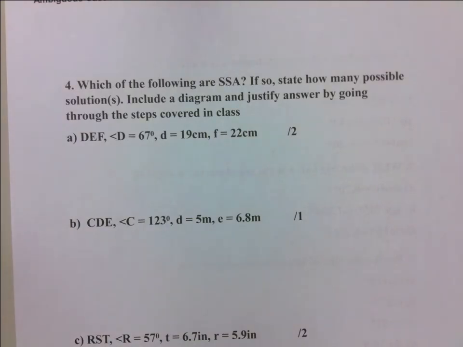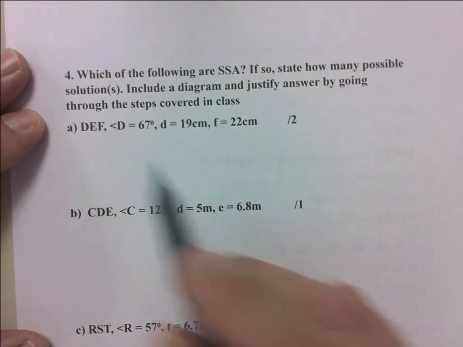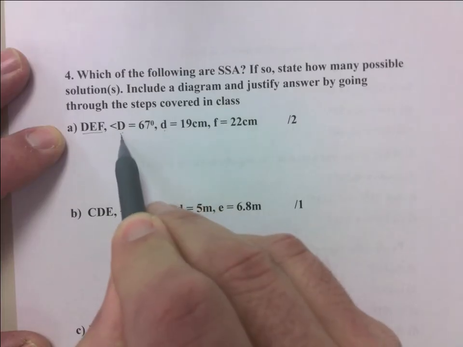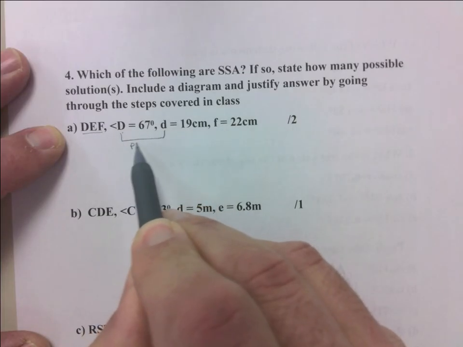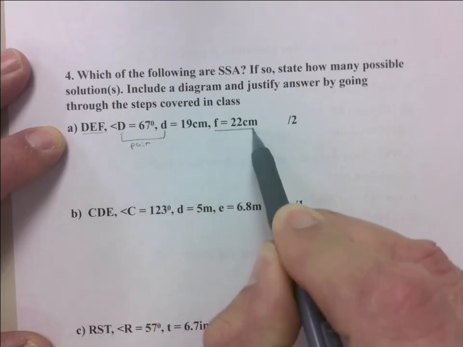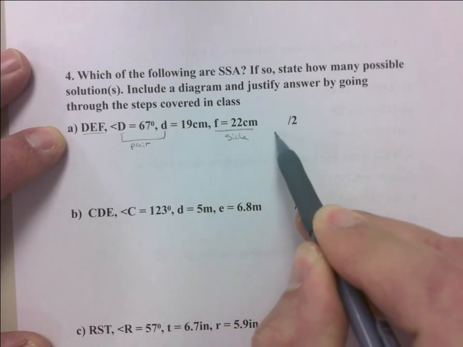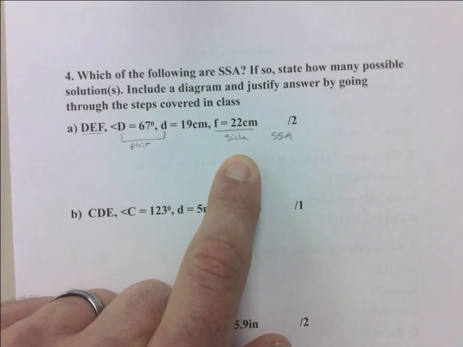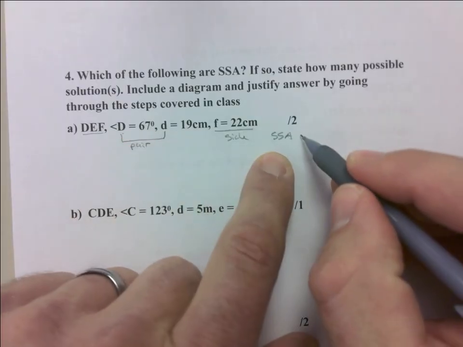So here we go. Make sure you correct this, okay? We've got triangle DEF, angle D, side D. Right there, you know that you have a pair, plus you have another side. That's SSA for sure. Okay, so you've got a pair and another side, SSA, and we notice that it's acute.